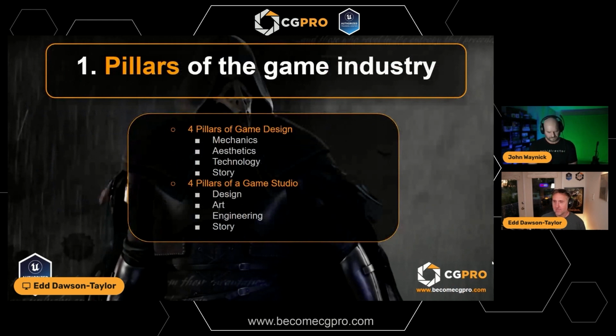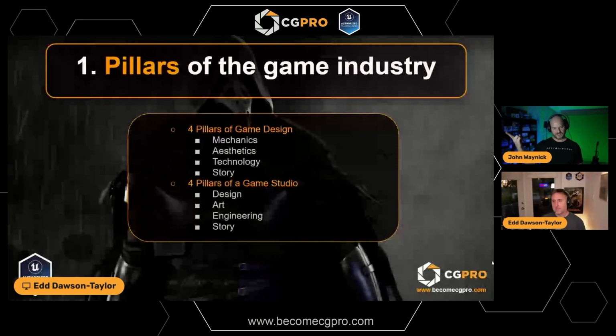Okay, so one of the reasons we're here is to talk about this upcoming course. And a lot of the reasons are asking the question, why are we doing that? I wanted to just go into the game industry a little bit, the state of it, and what it means to get into it, to break into it. And I want to do that by tackling the 4 pillars of the game industry. Those 4 pillars are mechanics, aesthetics, technology, and story.